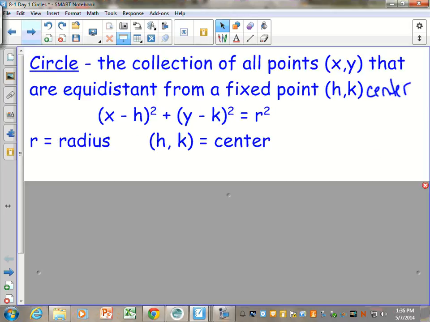So I think the only conic section that I'm really going to make you be responsible for is circles.